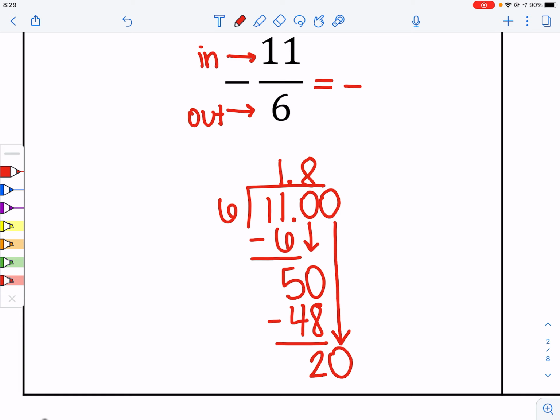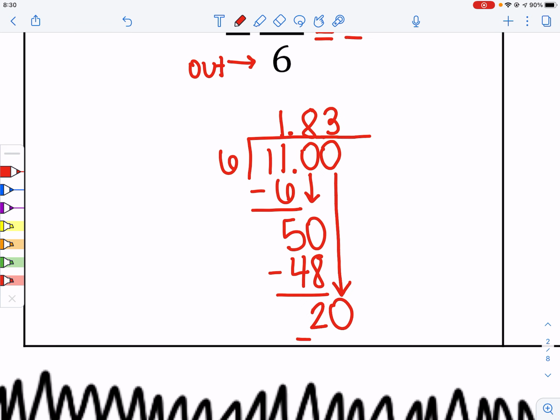So again, I know 6 goes into 50 8 whole times. 6 times 8 is 48. So take that away. You're left over with 2. Drop down a 0. I know 6 goes into 20 3 times, so make sure that 3 goes above that 0. So there's my 3. 6 times 3 is 18. Take it away, you're left with 2.